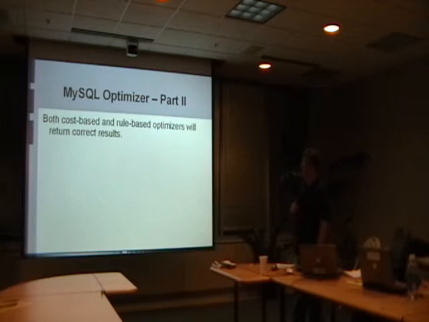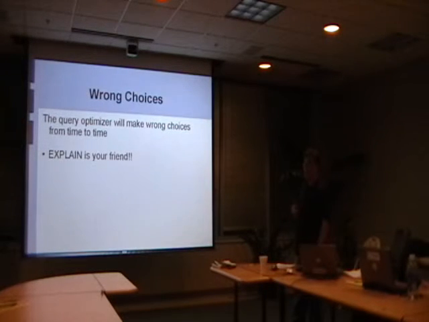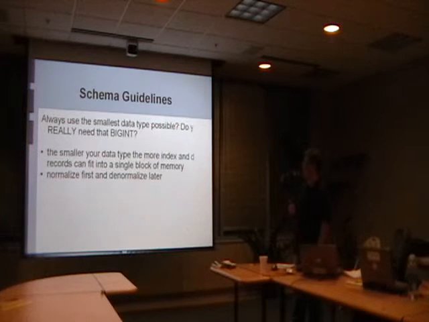I wanted to point out, they do actually both return correct results. One just might run a little faster than the other, okay? And the cost-based optimizer is going to use index selectivity, there's that word again, to determine the best execution for joins, okay? If you're serious about query tuning, you need to look into your index selectivity. If you don't understand that, that is something you do need to understand, okay? It's going to make wrong choices, I mentioned that. That's why explain is your friend, right? So we'll all have that down.